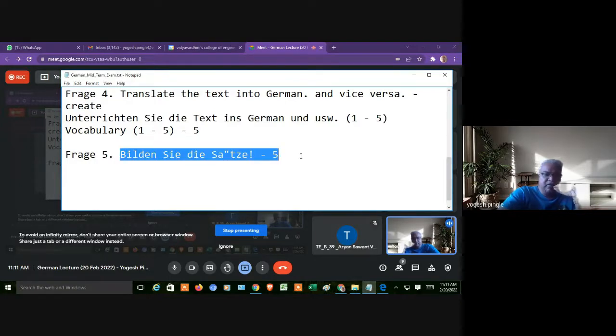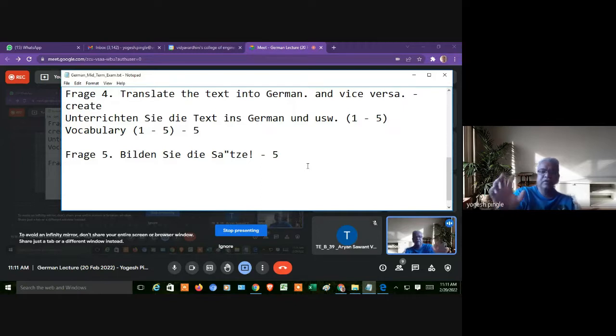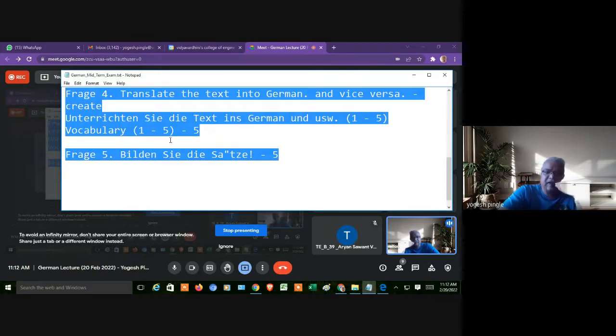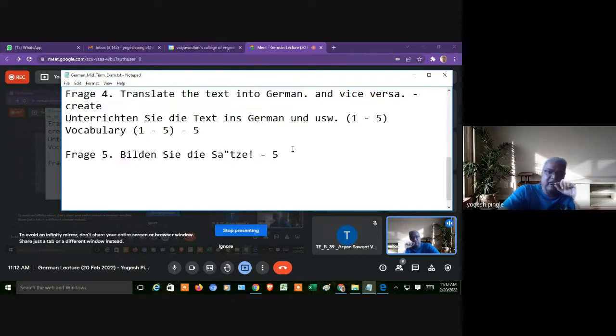Here we are going to build our own sentences. Some verb, noun, subject, object is given to you, and using the subject, verb, object you have to put them in the proper position and then conjugate the verb correctly. You have to see whether the verb is an action verb or a positional verb. Depending upon that, you have to put that noun in accusative form or dative form. So this thing is important. Frage vier and Frage fünf will carry 10 marks.